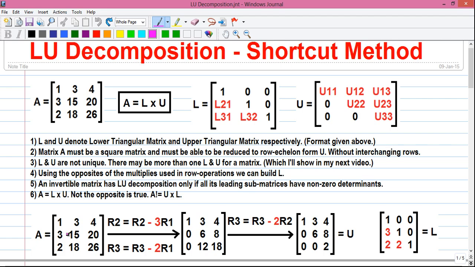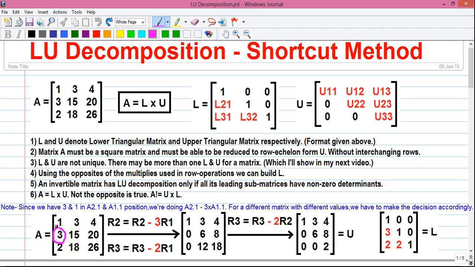So our objective is to get 3 zeros, one at this position, one at this position and one at this position, as shown in U. That is, we have to reduce it to row echelon form. So first we will get a 0 at this position.